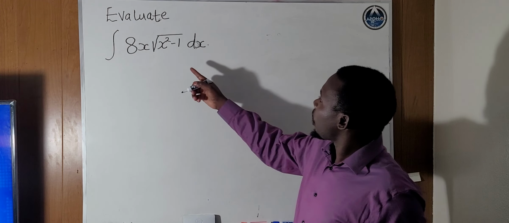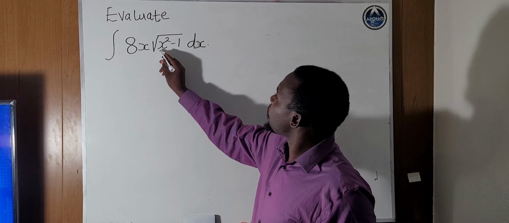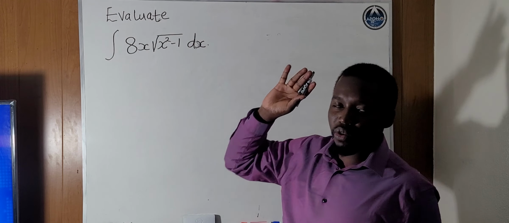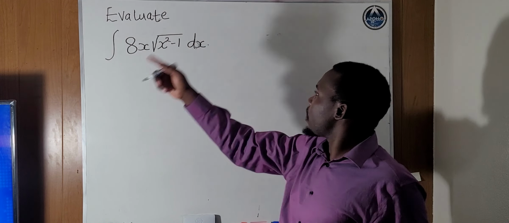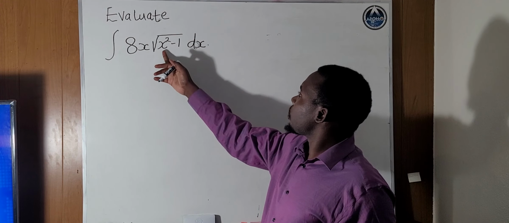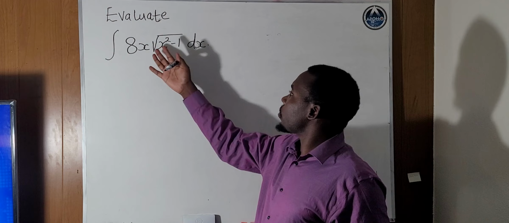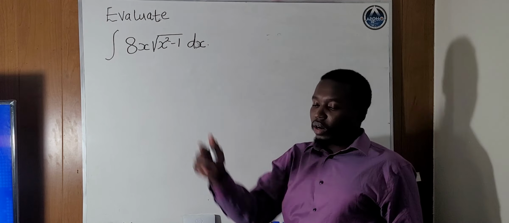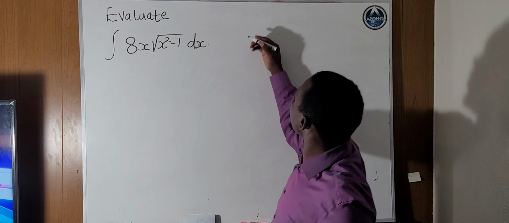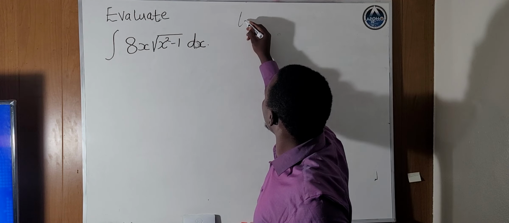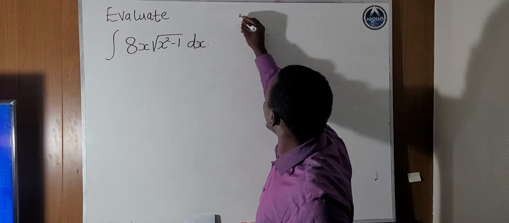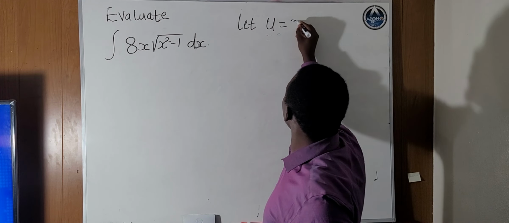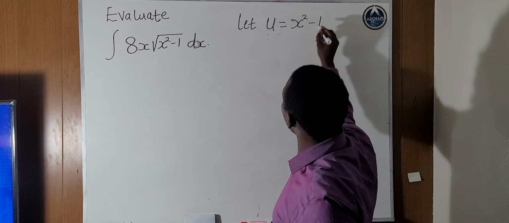So here, for instance, I can pick the term inside the square root, x squared minus 1, to be my u. It can be v, it can be m or whatever, but you cannot use x because we have x here, so it will confuse you. I'm going to use u. So let u be equal to x squared minus 1.